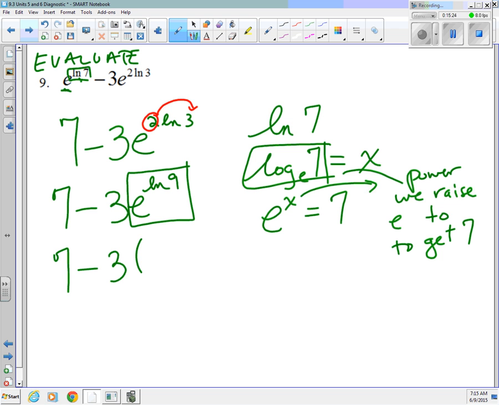So now I have 7 minus 3 times 9. Again, I'm taking e and I'm raising it to the magical power that I raise e to get 9. So I have 7 minus 27 here, which is negative 20.